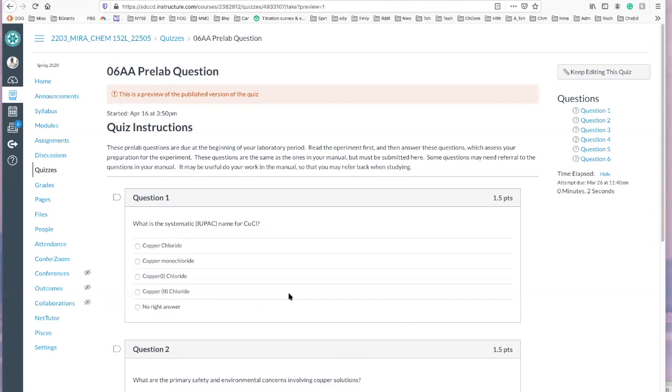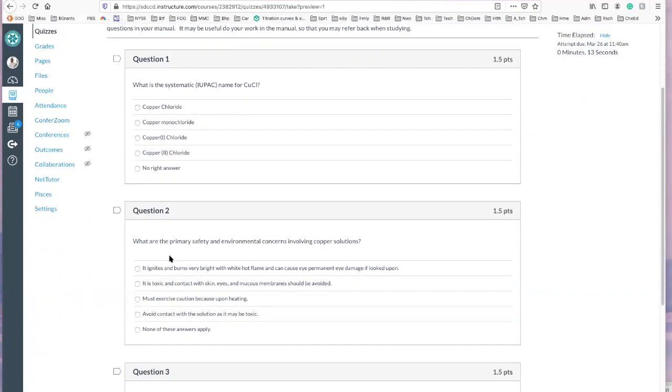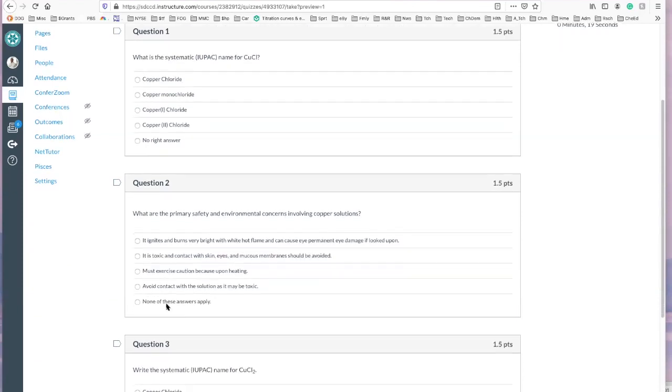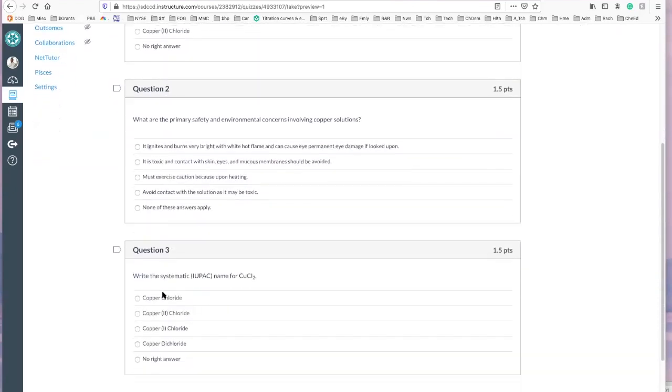This is what it looks like. The first question in your pre-lab, in your experiment, is: you've got CuI. What is the IUPAC name? Just pick the correct one. Next one is, what are the primary safety and environmental concerns involving copper solution? Make sure you pick the correct one, okay?